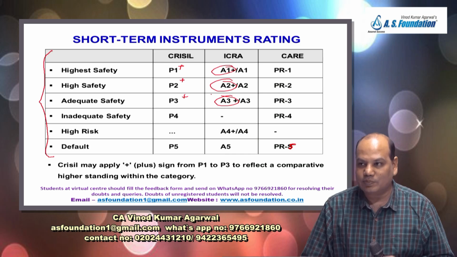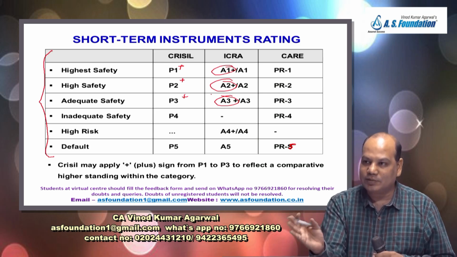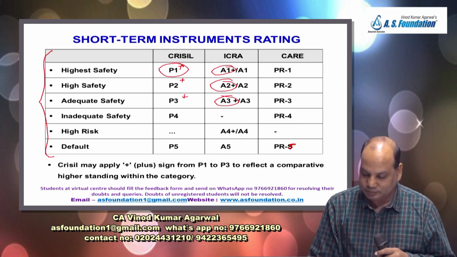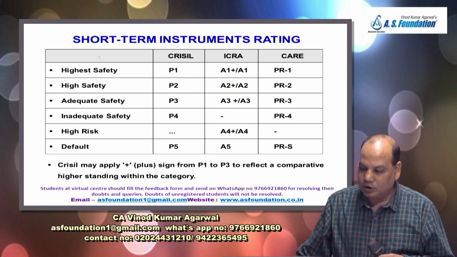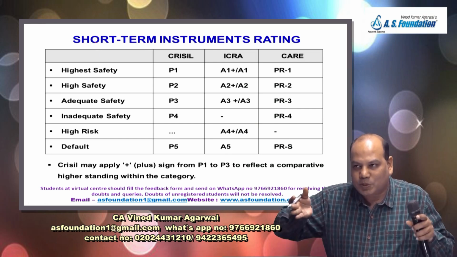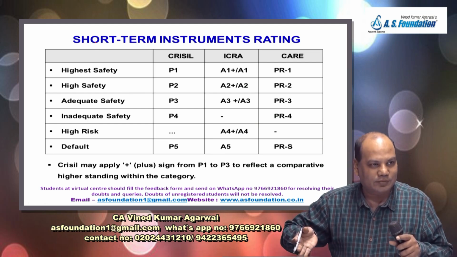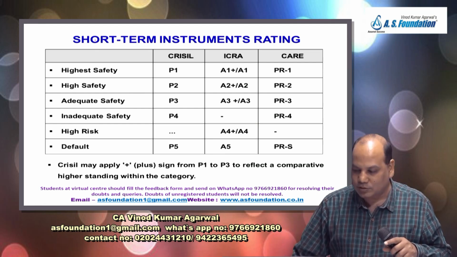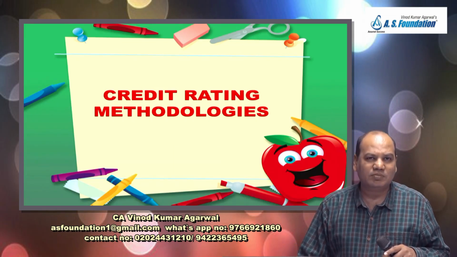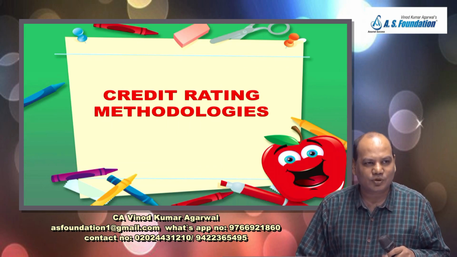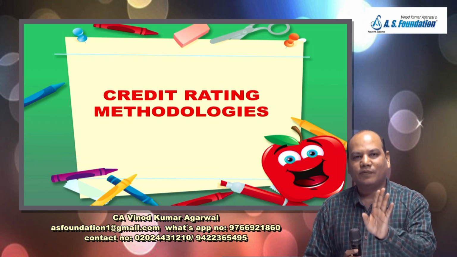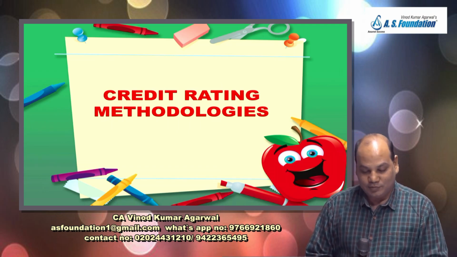Even CRISIL can add a plus sign indicating a slightly better situation. P1 plus is better than P1. If they ask you what a plus or minus sign in a credit rating means, it is between the 2 ratings. So sometimes the rater may think it is better than AA but not as good as AAA. So AA plus is like a rating of 3.5 in a movie. Okay, 4.5.